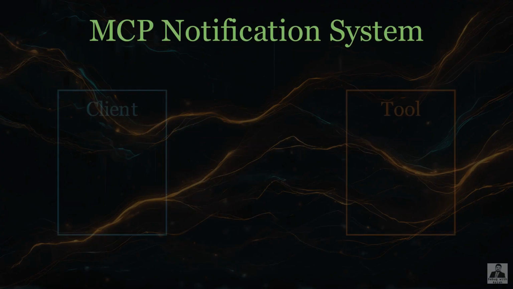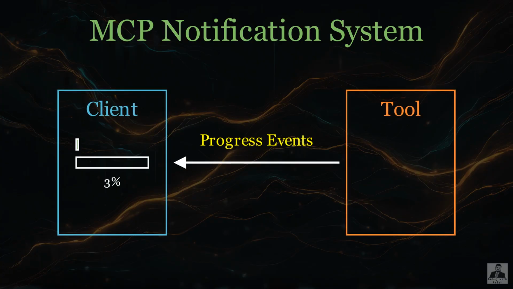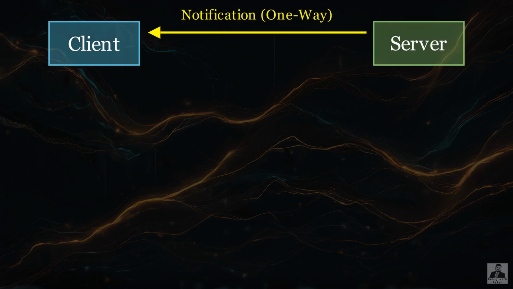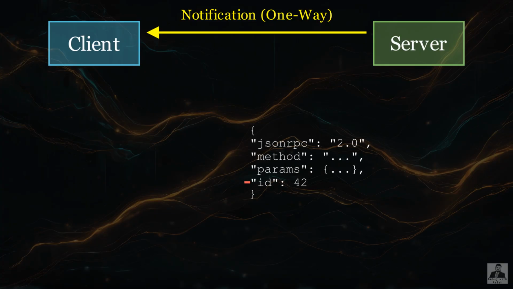In this episode, we build tools that send progress events while they run, and a client that displays live updates as they arrive. MCP notifications are one-way messages from server to client that require no response. They use the same JSON RPC format as other messages, but have no ID field.